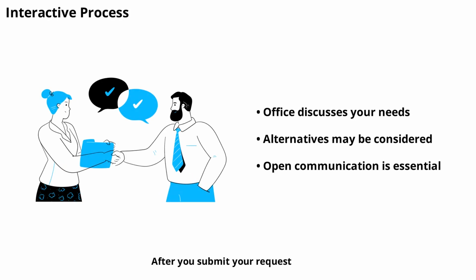After you submit your request, the state office should engage in an interactive process with you. This means they'll discuss your needs, possible accommodations, and any alternatives if your first choice isn't feasible. The goal is to find a solution that works for both you and the office. Open communication is key to a successful outcome.